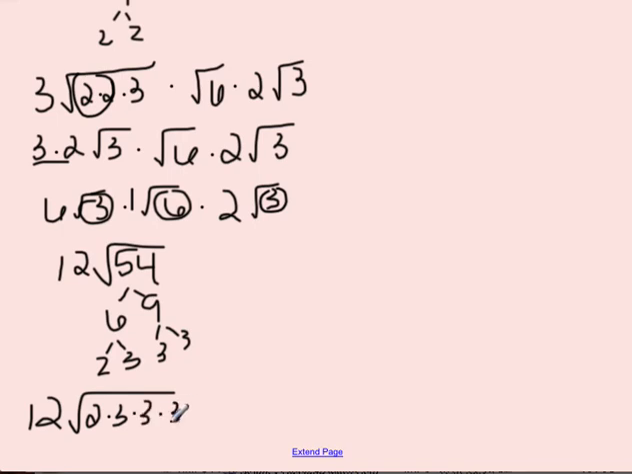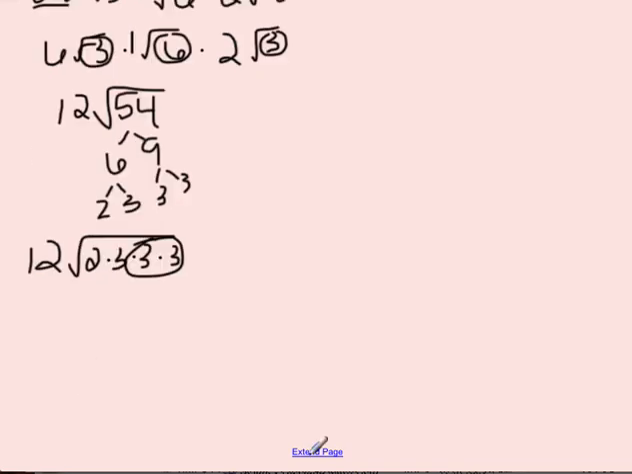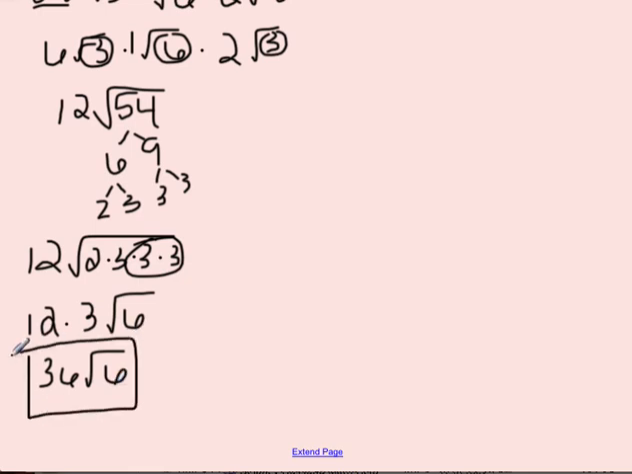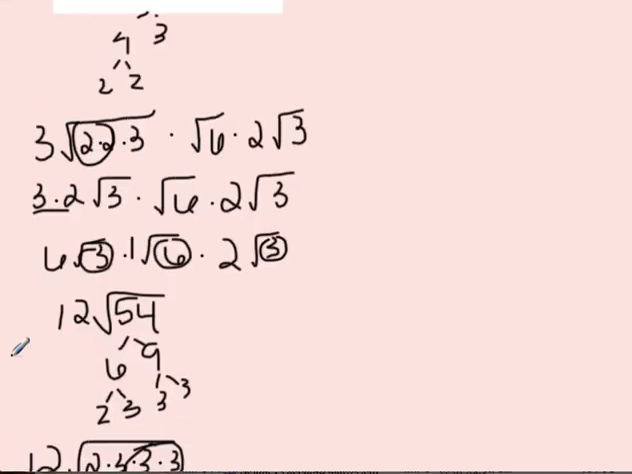So I can go ahead and I can factor out one pair of 3's. So then I get 12 times 3 when I take that pair out, and then left underneath the radical is 6. Well, 12 times 3 is 36, and then we have square root of 6. So then I get 36 square root of 6 as my final answer for number 11.